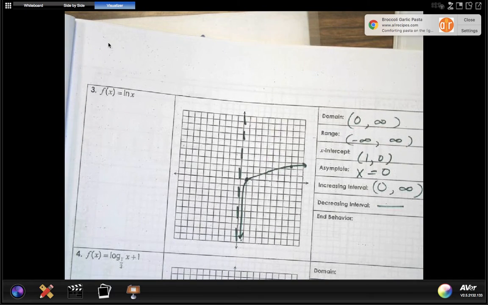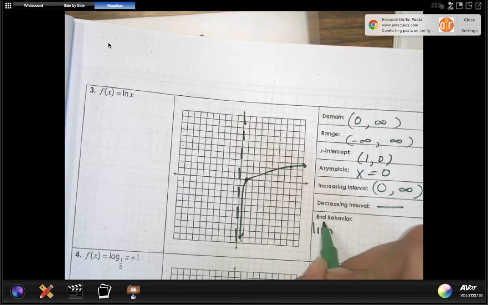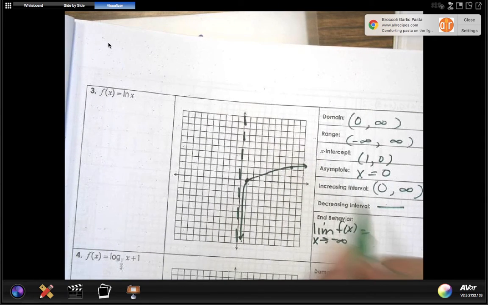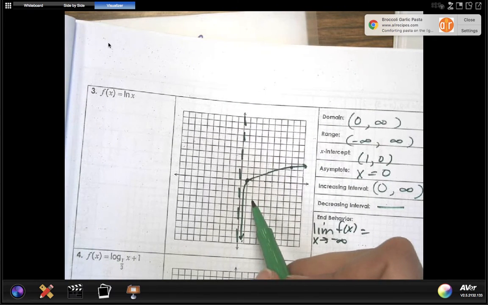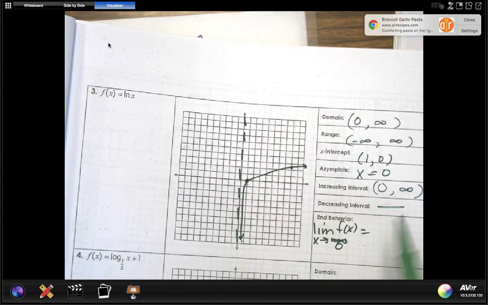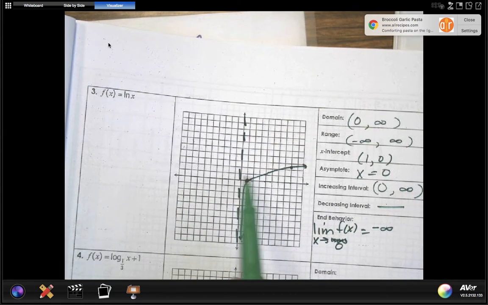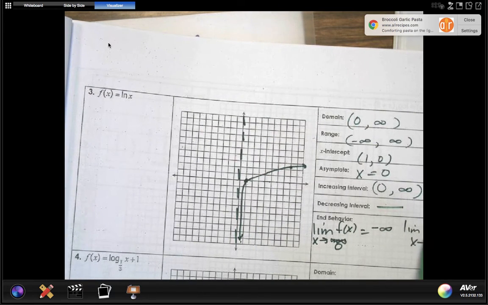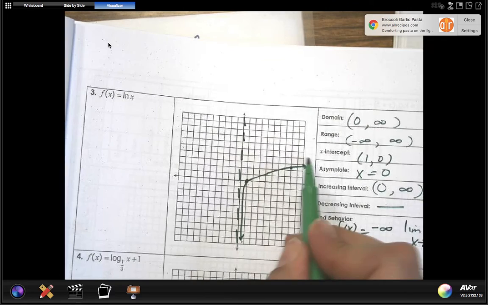And our end behavior, the limit of f of x as x approaches negative infinity, it's approaching, oh, I'm sorry, there is no negative infinity. As x approaches 0, f of x equals negative infinity. So the graph never goes to the negative side, so it approaches 0. And as the limit of f of x, as x approaches positive infinity, the end keeps going up to positive infinity.